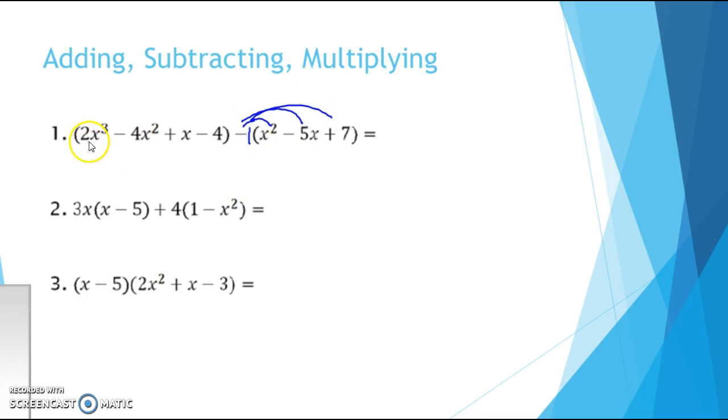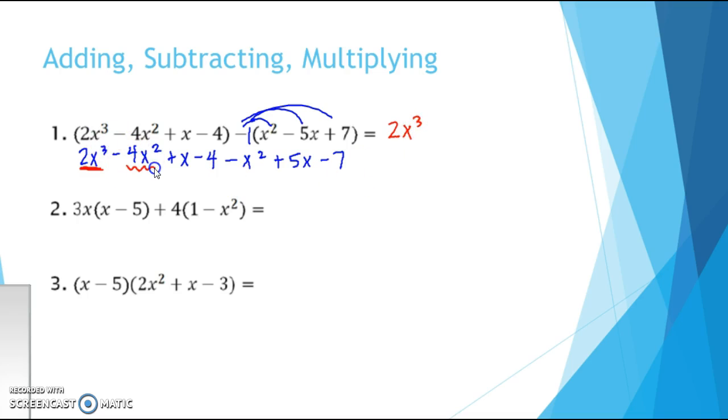that parentheses. So the first parentheses stays the same, and then all the signs in my second parentheses are going to change. So I have a negative x squared, a positive 5x, and a negative 7. Then I'm just going to go through and combine my like terms, starting with my biggest exponents. I start with my 2x cubed, and there aren't any other x cubed, so I'm just going to write that as part of my answer.